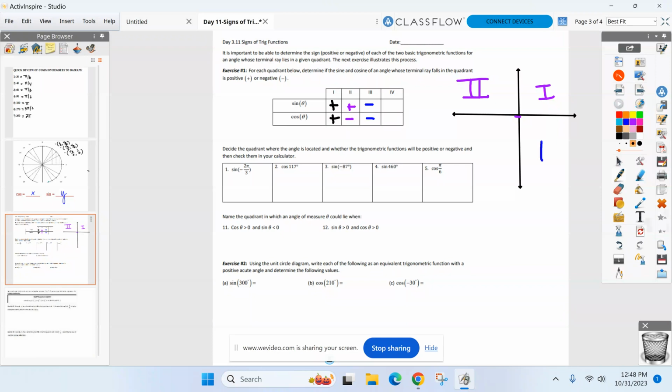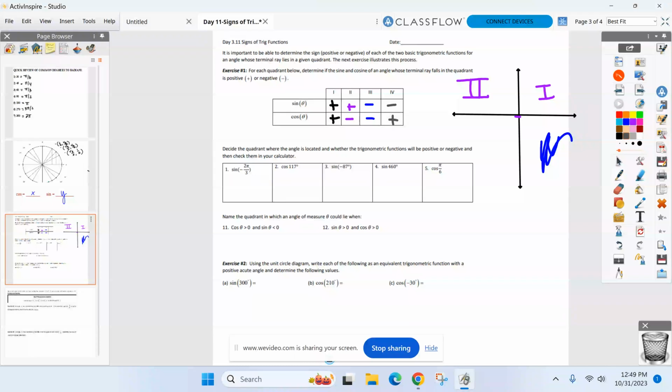Here's quad 4. What do you know about the x values? Positive. So what's going to be positive then? If the x's are positive, that means which one? What one represents x? Come on, cosine. Positive, and sine will be negative. Sine should be also positive.